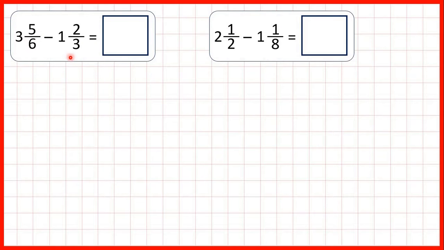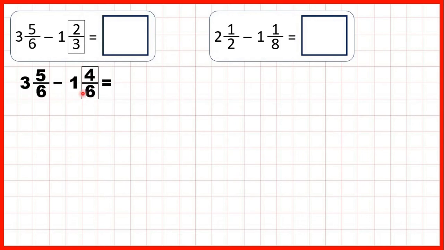Now here we're subtracting mixed numbers. So first we have 3 and 5/6 minus 1 and 2/3. But we know that to subtract fractions, we need the denominators to be the same. So we need to find a fraction equivalent to 2/3, which has a denominator of 6. So we can rewrite our question as 3 and 5/6 minus 1 and 4/6. That's equivalent to 2/3 because 3 times 2 is 6 and 2 times 2 is 4.